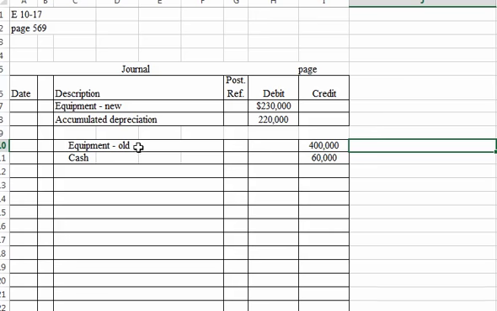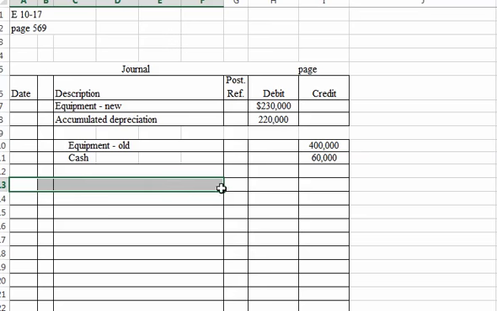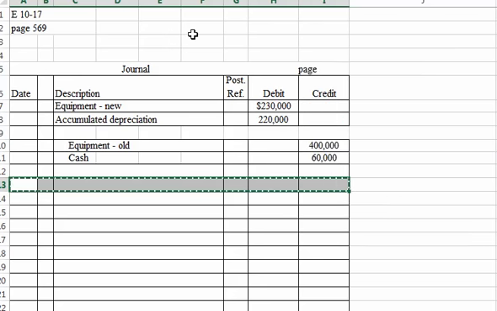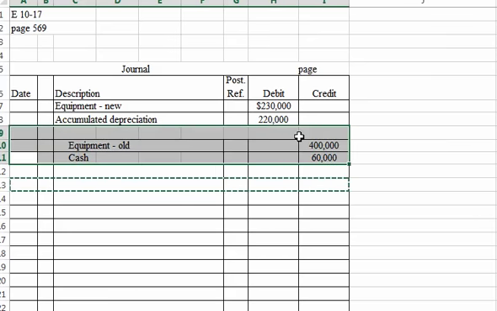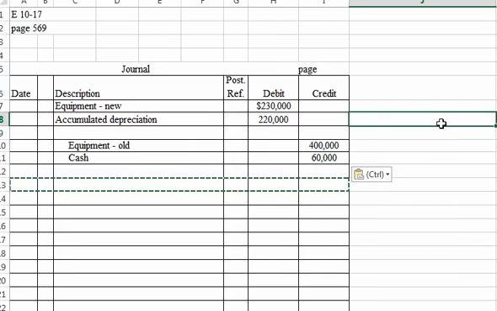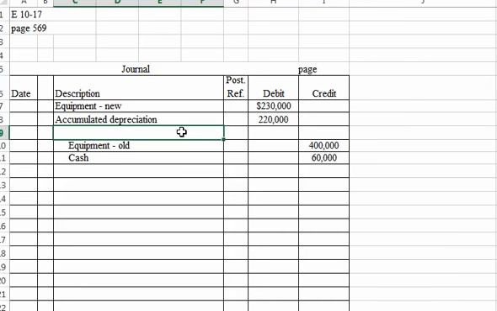Okay, that didn't work exactly like I wanted it to. Let's try this. Copy. And let's just paste our formats in. Now it looks okay.